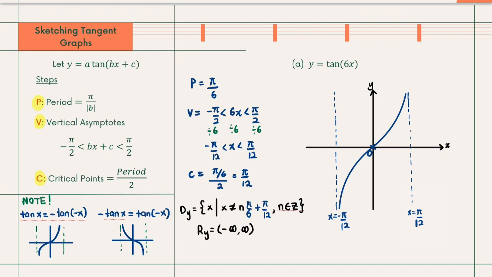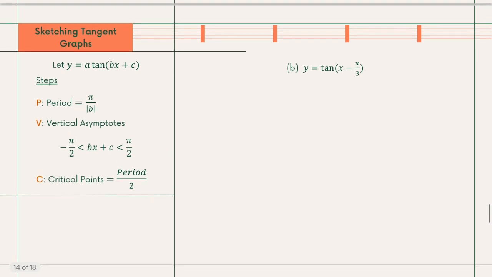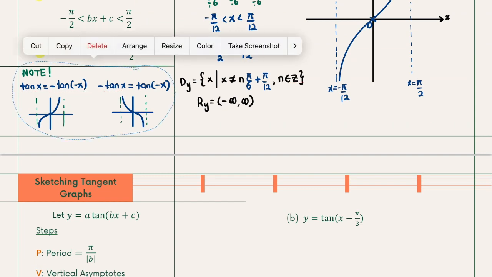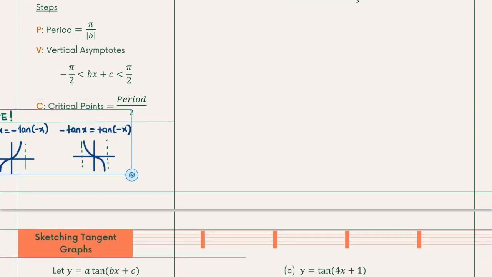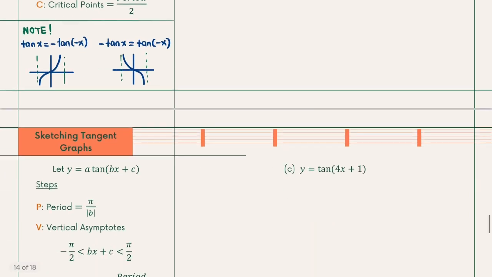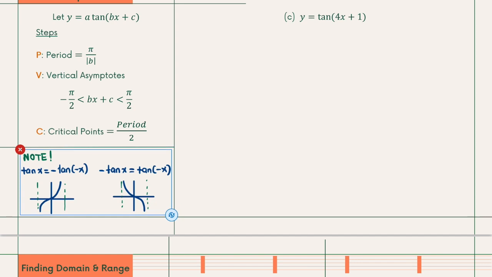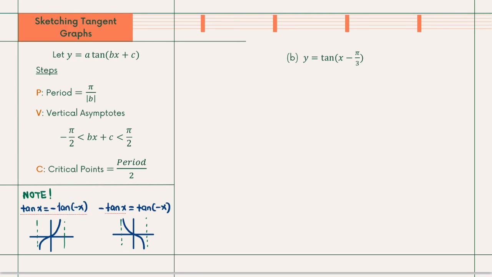Okay. So next kita tengok example yang kedua. Example B. Okay, sebelum itu sekejap ya. Alright. So now let's say kalau kita ada tangent of X minus pi over 3. Okay, so tangent of X minus pi over 3.